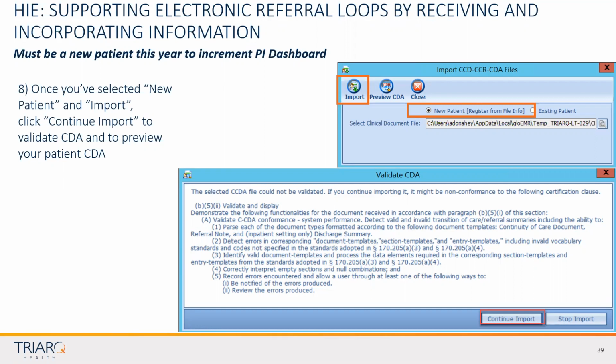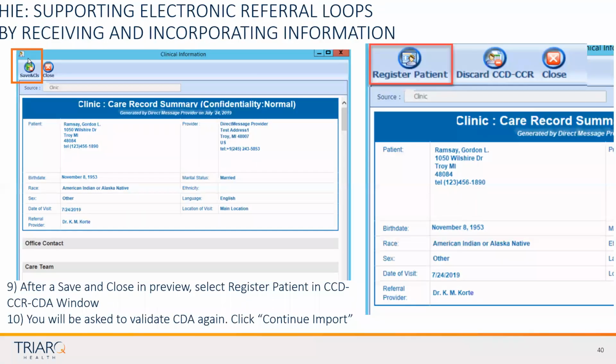And something else I'd like to reiterate, for this measure, the patient does need to be new to our office within this year. So keep that in mind as you're going through and receiving some of these CDAs. If they're a new patient to you this year, they should increment for you if you follow the workflow correctly. So after I continue import, this should populate for me. I should see the CDA pulling up as a form of clinical information.